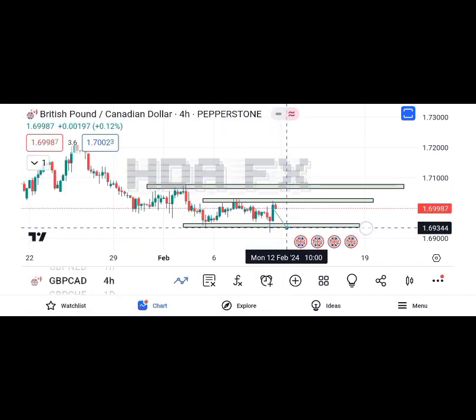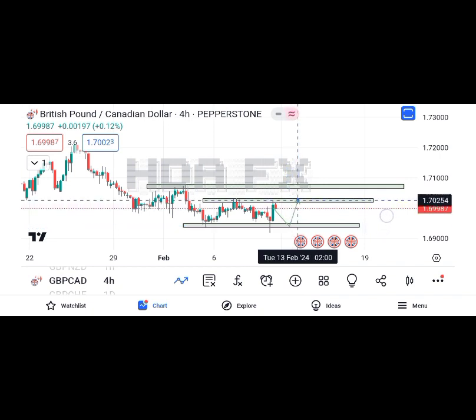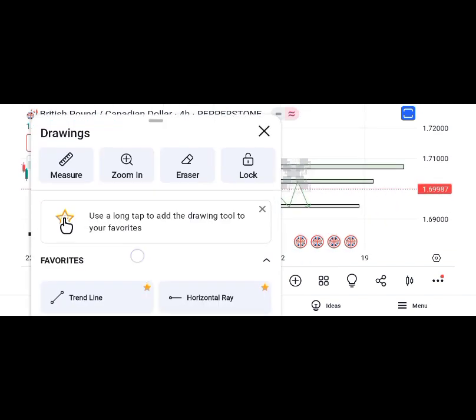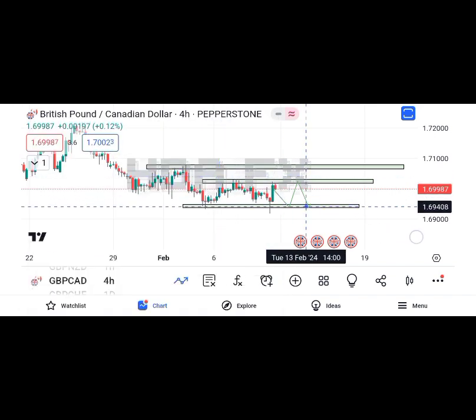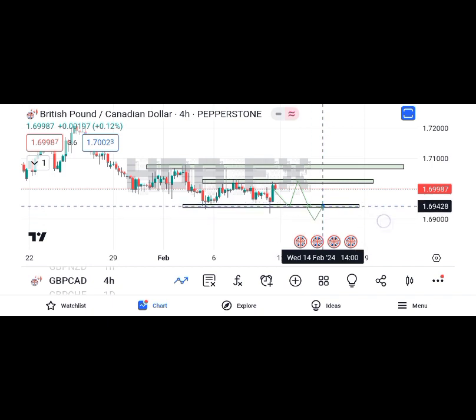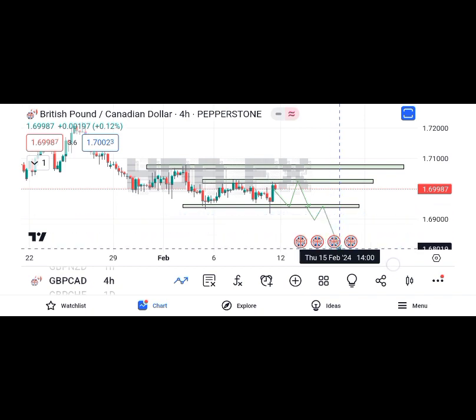In case price drops down to this key zone here, we can wait for buying confirming candles and buy up to this point here. And in case price gets to this point here, we can search for selling confirming candles and sell up to this point here. So now we can also wait for breakouts. In case price breaks out downward here, we can wait for a retest to this zone here and look for selling confirming candles and sell downward here.